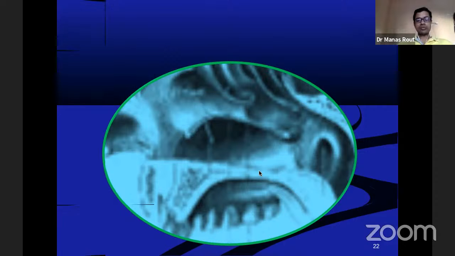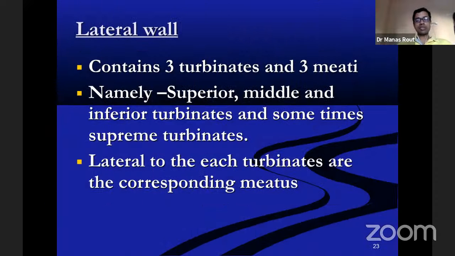Now coming to the lateral wall. This is the most important part of the nasal cavity because most of the surgeries are done here, functionally the recent functional endoscopic sinus surgery. The sinus surgeries are mainly done in this area because almost all the sinuses open here, and you have to identify those sinuses. For that, you should have a thorough anatomical knowledge of the lateral wall of the nose.